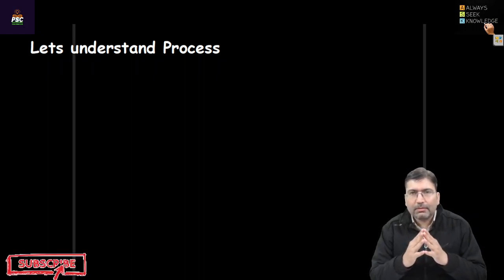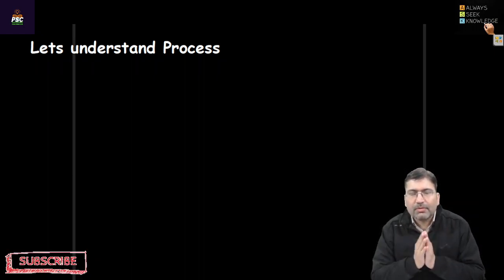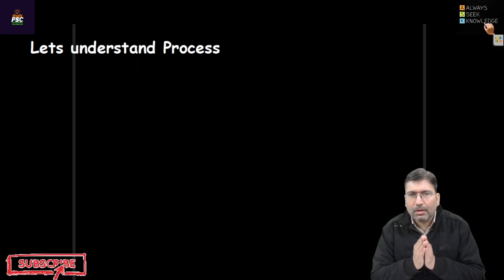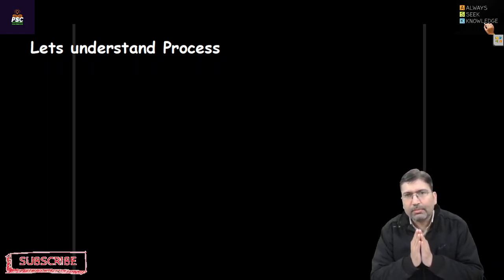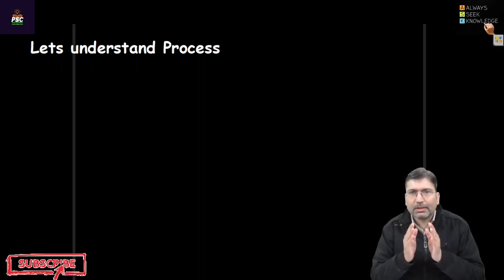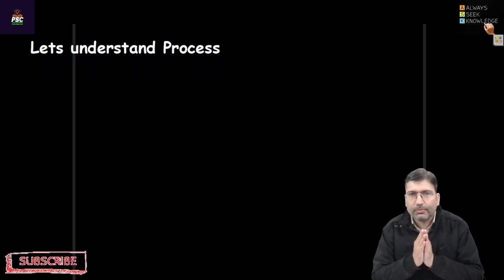Process is a very abstract term which we use in operating systems. The general definition of process is given in your textbook, like Galvin or any other book like Tanenbaum. The book says that process is a program in execution, or more precisely, process is an instance of a program in execution. Now, when we are saying process is a program in execution, that means there is a program associated to a process.